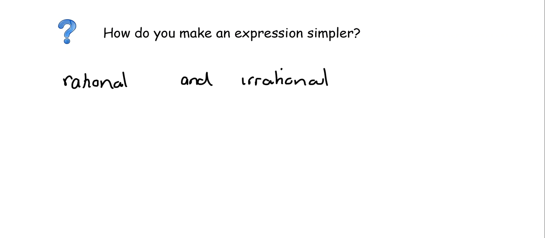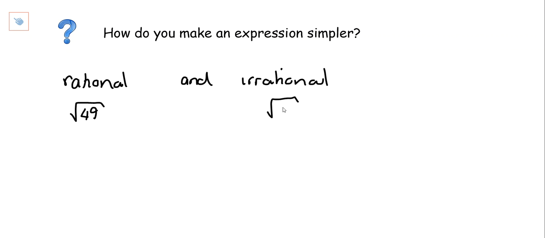A rational is a square number. So if we have a rational surd, we have something like the square root of 49. 49 is 7. And then irrational is not a square number.